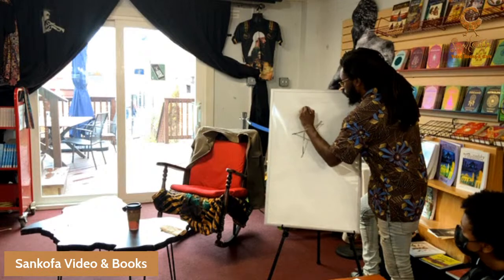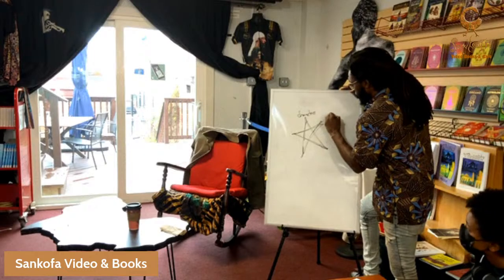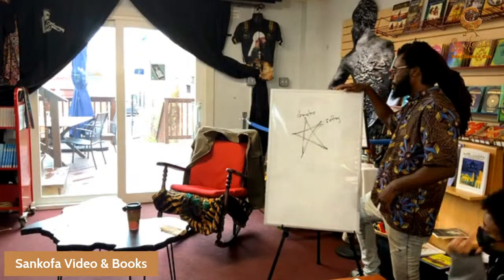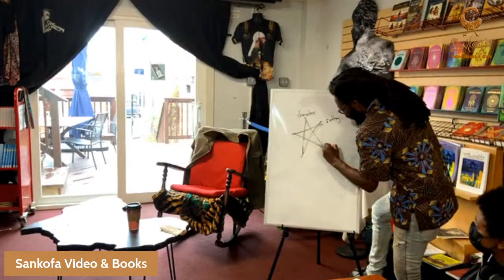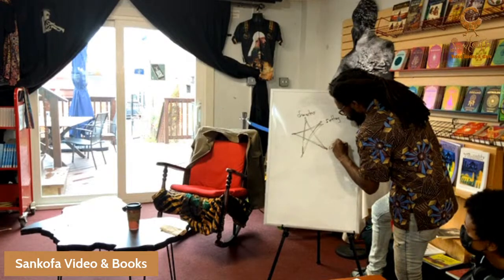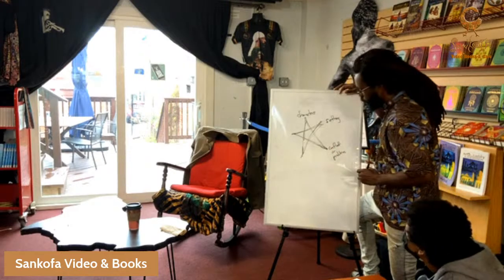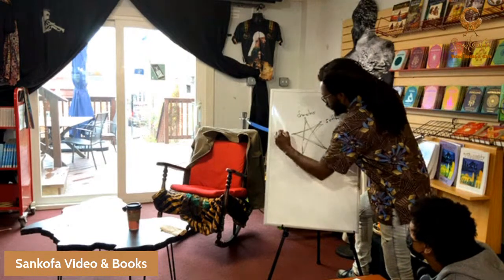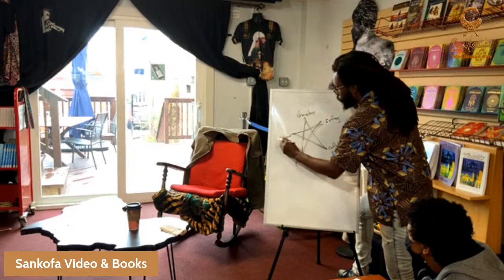Characters. Say characters. Characters. Setting. Setting. Problem. Say it again. Problem. Solution. Conflict or problem. Okay. What's our next element? We have the plot. And then last but not least, the theme.